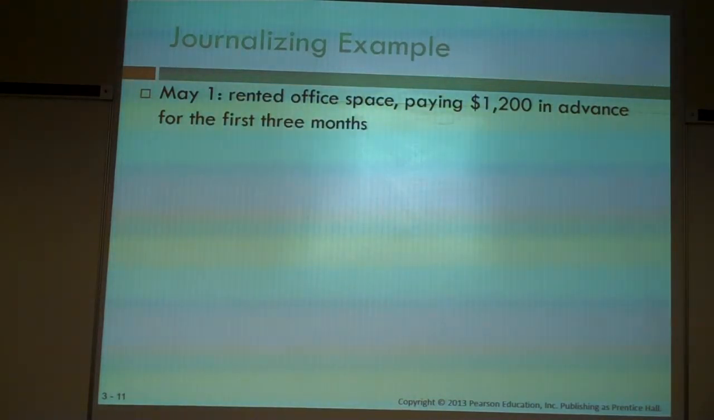May the 1st, we had another transaction. Rented office space, paying $1,200 in advance for the first 3 months. We paid $1,200, didn't we? Yes. Now, we haven't paid for office space ahead of time yet, have we? No, we don't have a written expense yet. And we're not going to expense it. We're going to put it in an asset account.